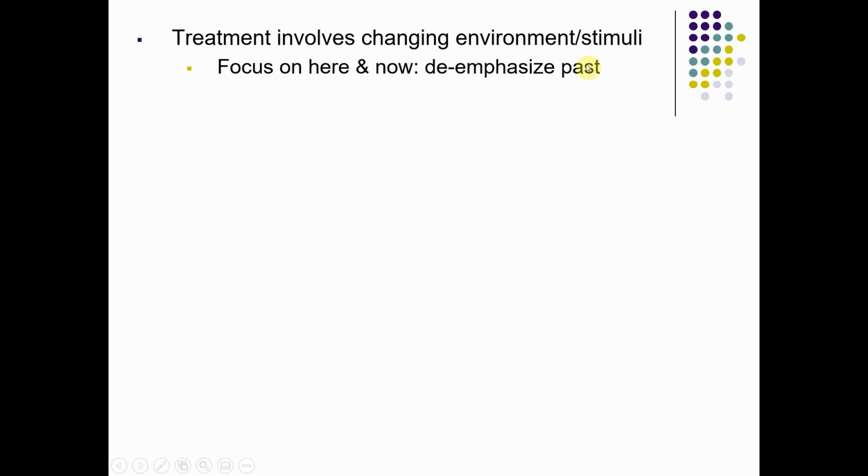So we're going to change the environment. We're going to focus on the antecedents. Remember, we talked about these things. These are the things that happen before the behavior, the stimuli, the trigger, the environment, and then the consequences. What happens after the behavior? Is the behavior reinforced or is the behavior punished? But the focus is on now and not necessarily on what happened in the person or the client's past.